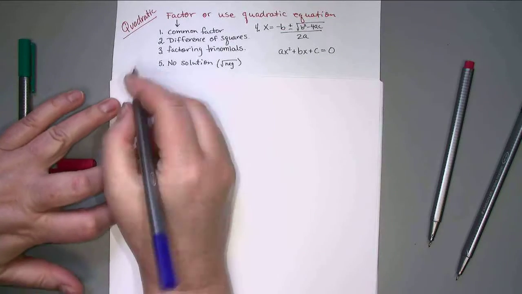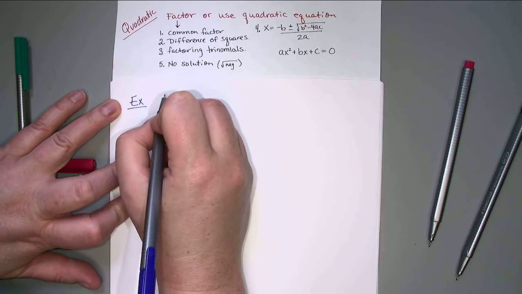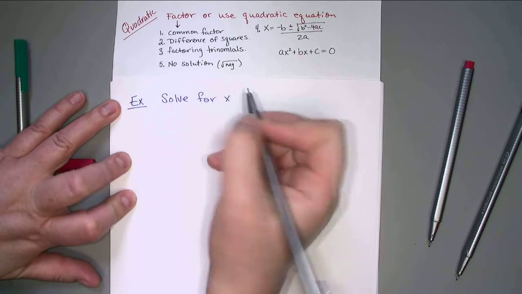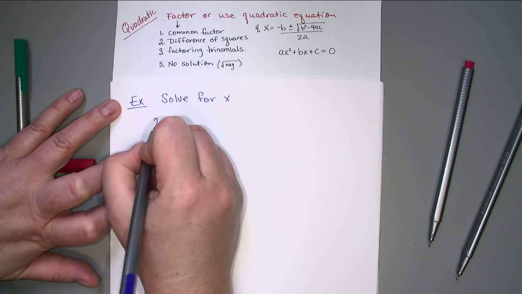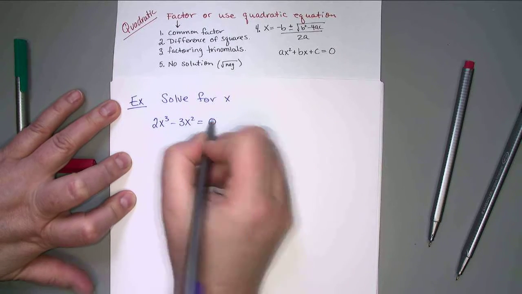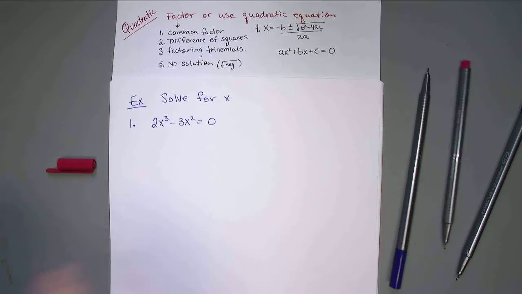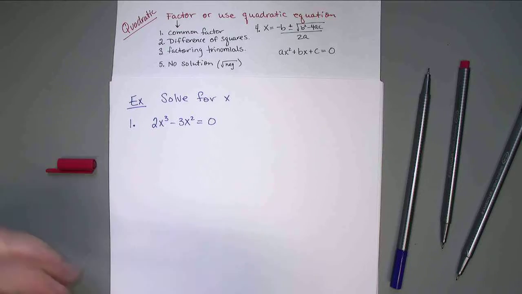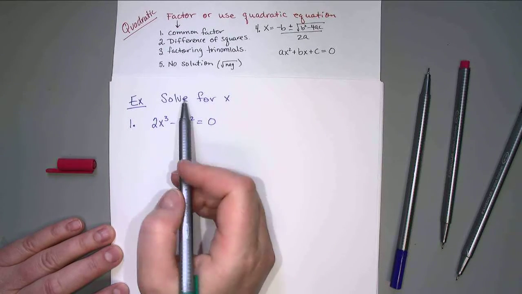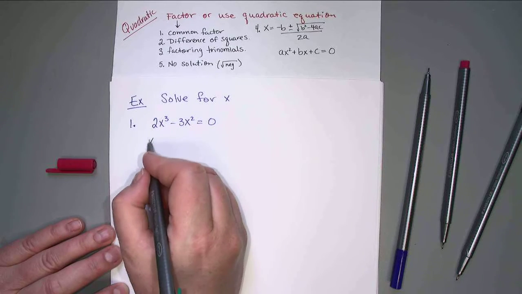So we're just going to do examples and see different things in the examples. So I'm just going to say solve for x as the instruction and give you an equation. Okay, so this first one, say number 1, is a common factor example. So how do I recognize that? Well, basically you're always looking for a common factor. So you say, here's the two terms, do they have something in common? Yes, they both have an x squared.